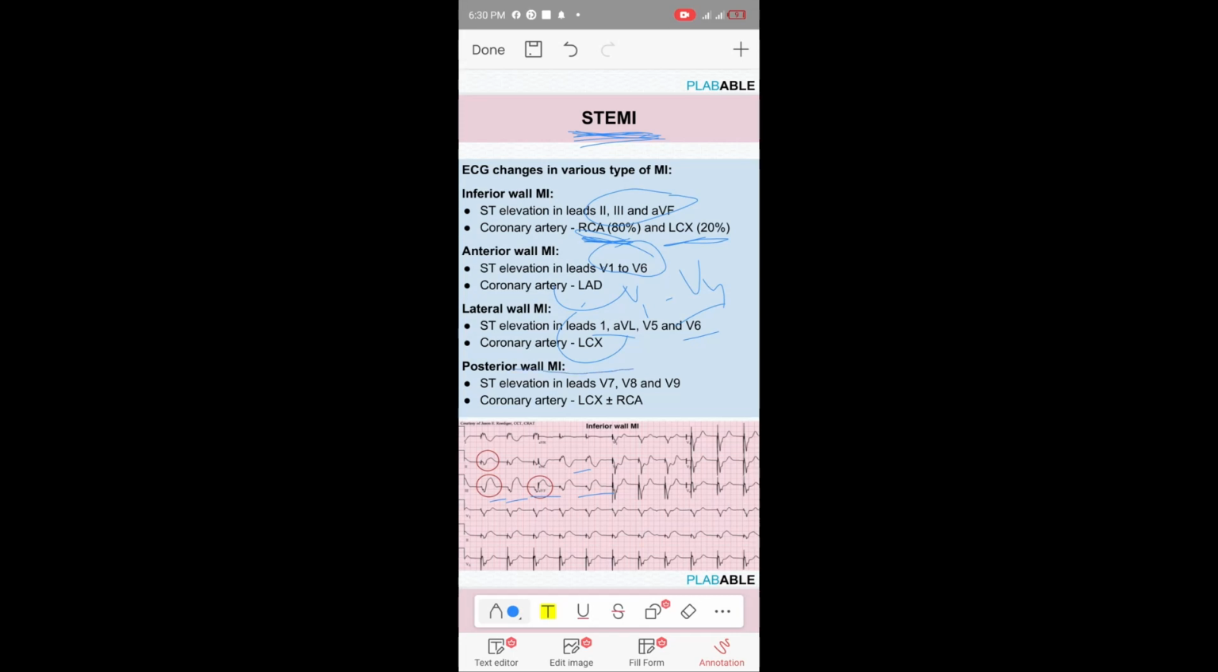Now, there's also a posterior wall MI, where in V1 and V2 there will be a prominent R wave and ST depression. It could be the circumflex or RCA, and you need to apply it. Normally there is no R wave in V1, but if there is a prominent R wave and ST depression and the patient is coming to you with chest pain, you need to get the posterior leads, that will be V7, V8, and V9, and that's going to give you elevation there.